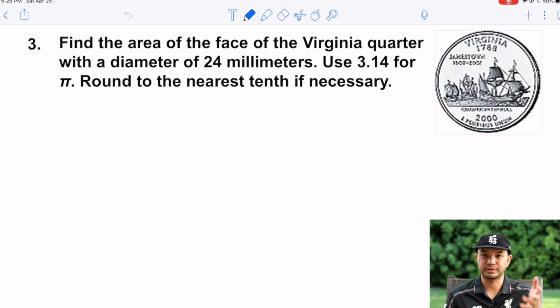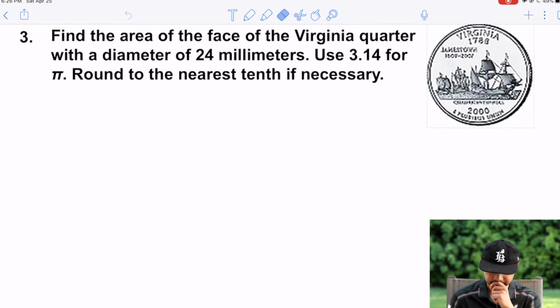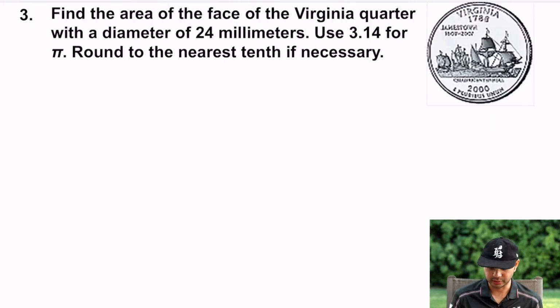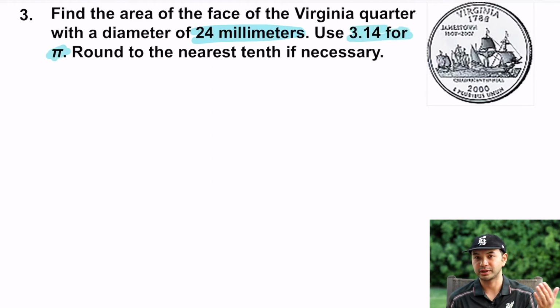Here are some easy ones first, and then we're gonna work up to kind of harder ones. So right here, it says find the area of the face of the Virginia quarter with a diameter of 24 millimeters. I'm gonna highlight that. And it says use 3.14 for pi. So if you remember, 3.14 is just an approximation of pi. Round to the nearest tenth if necessary.